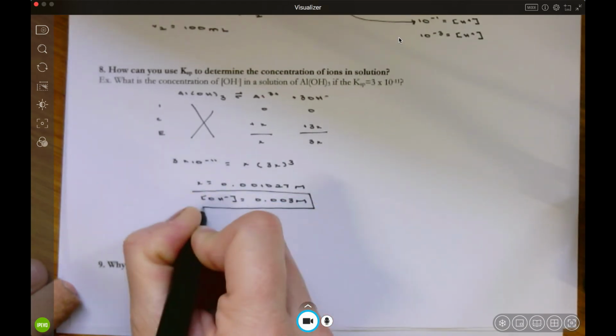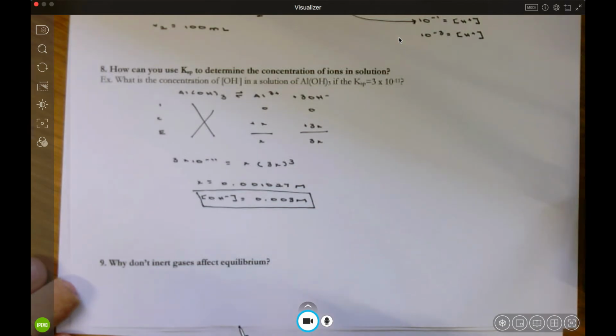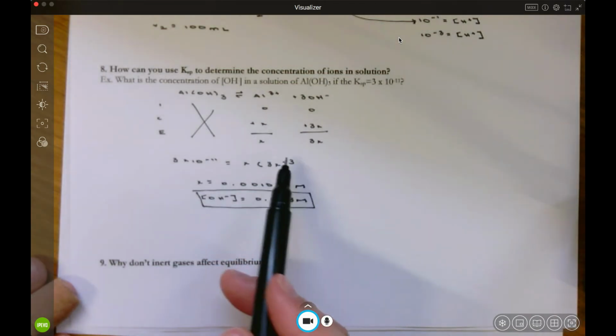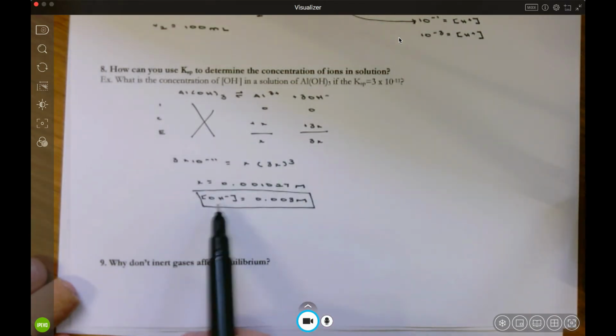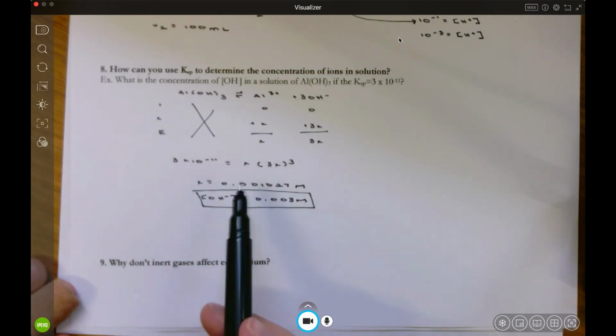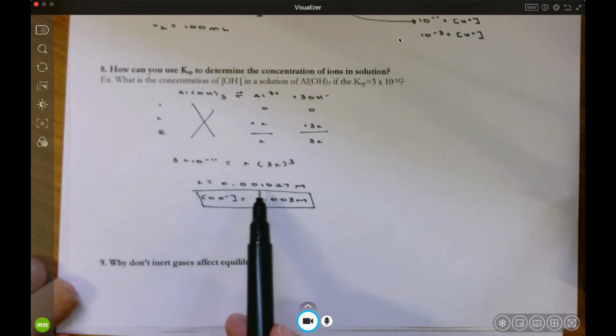So what this is telling me is, when I have a saturated solution, because I'm now in equilibrium, it's saturated, the concentration of hydroxide ions would be 0.003. The concentration of aluminum ions would be 0.001.